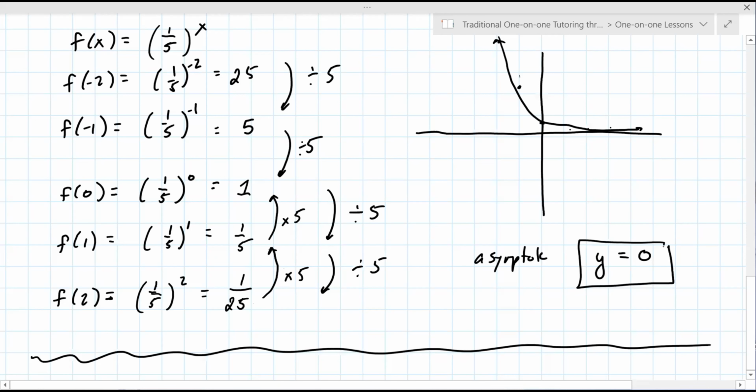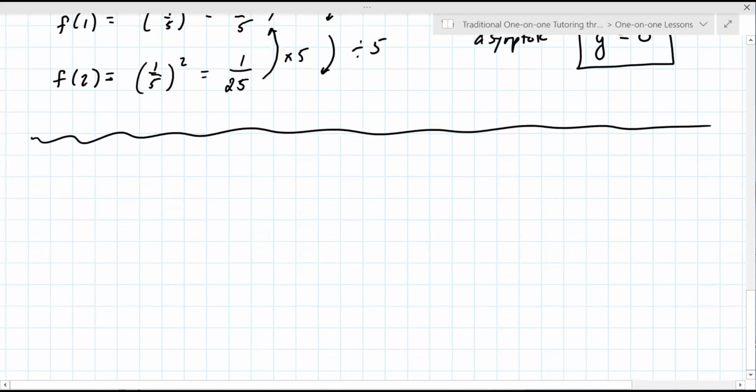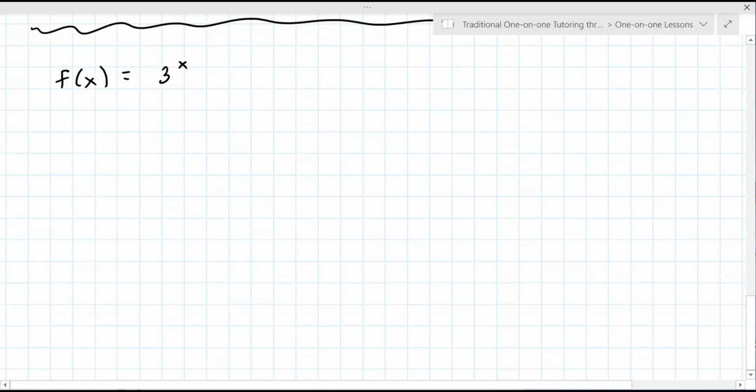All right, I'm good to go. Okay, so this kind of related problem is, what if I tell you f of x equals 3 to the x? And we're going to pattern it again. So what is 3 to the 0?